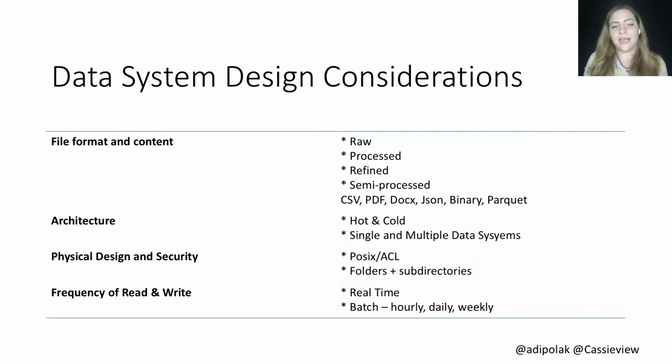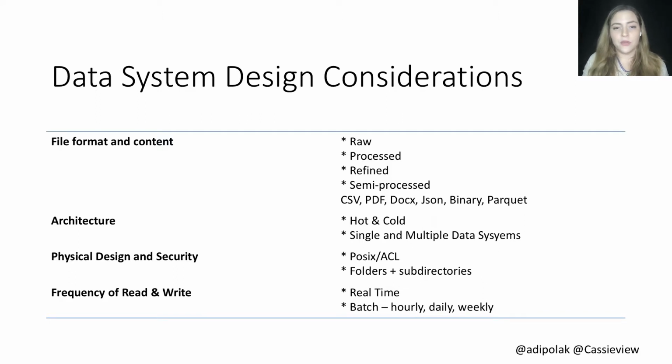When we design these kinds of data systems, we need to take multiple considerations. We should understand the file format and content. Do you want to work with that structure, the raw, processed, or refined? Or maybe we have some semi-processed data in the middle. What are the type formats that we support? If it's a CSV, a PDF, a JSON file, what are we allowing in our system? What is the architecture that we want to work with?